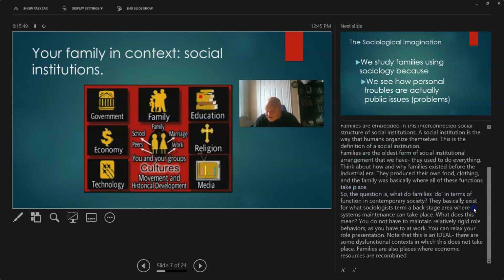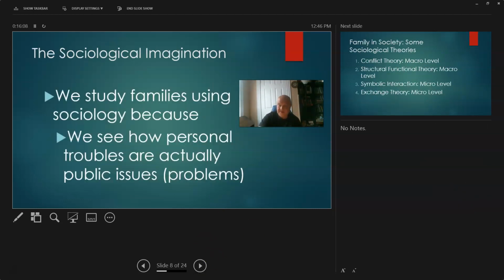There are some dysfunctional contexts in which this takes place in ways that don't contribute to function, or it doesn't take place. Because families are also places where economic resources are recombined in contemporary society. So we study families using sociology because we see how personal troubles are actually public issues.